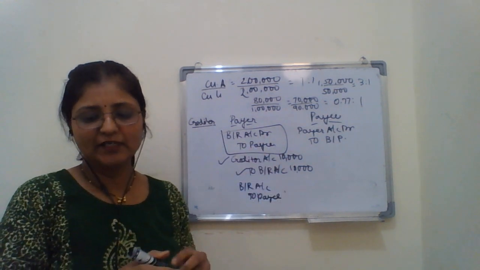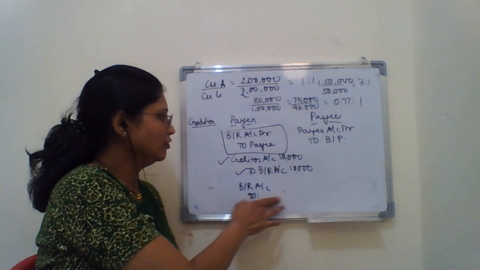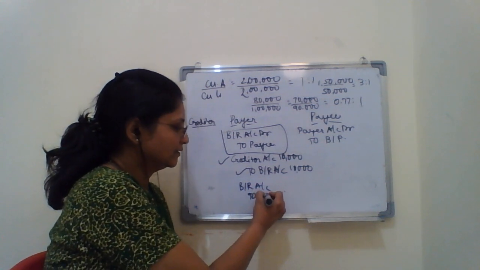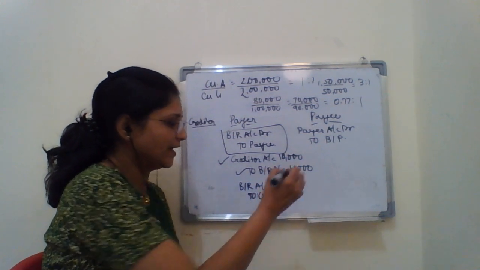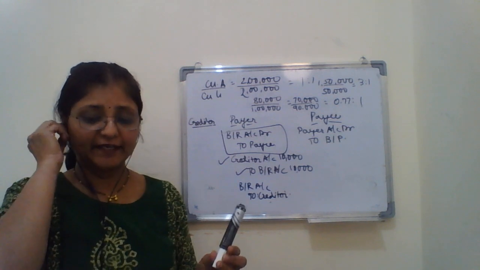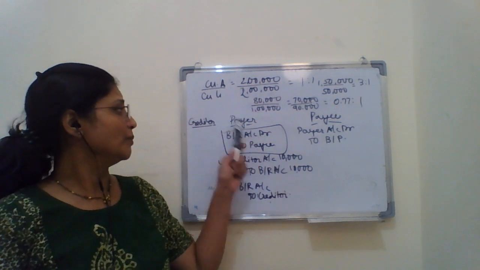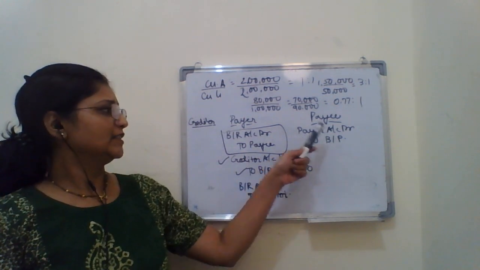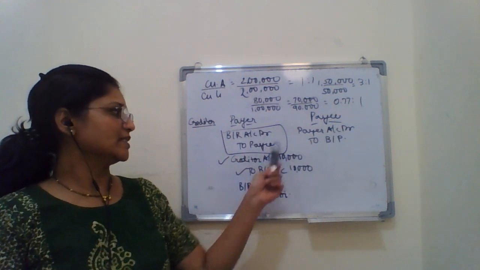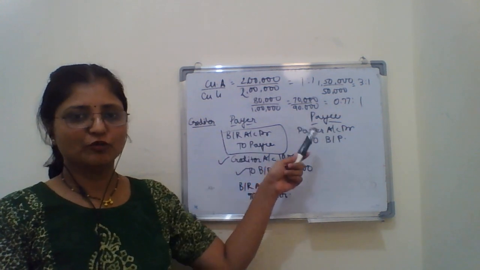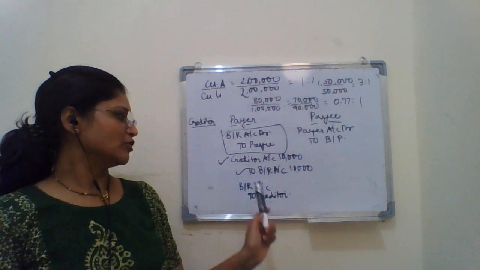Okay, bills receivable account debit to creditor. So he has reversed this entry because now he has to pay the creditor, and anyways he has to pay him because this is already there. He has to pay him. Okay, so bills receivable to creditor.